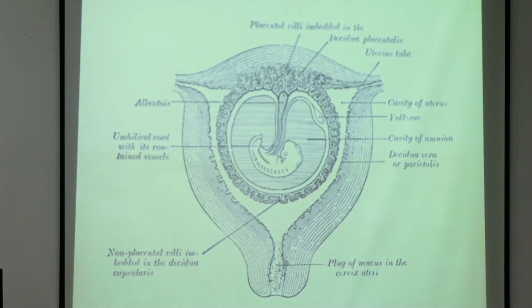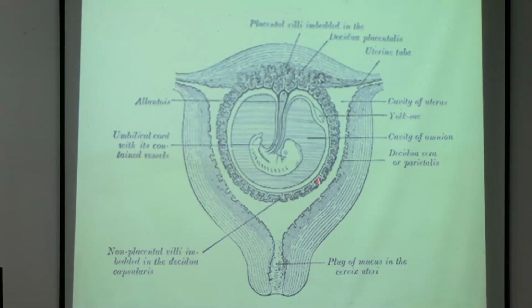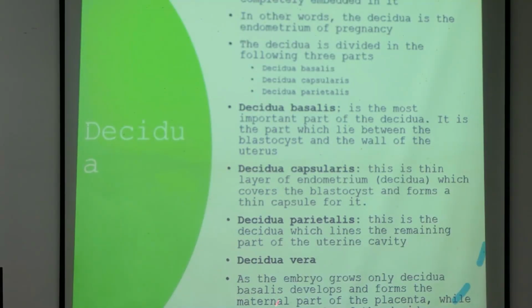So for 14 to 16 weeks of pregnancy, a woman can menstruate monthly because of this area. After around 14 to 16 weeks, the embryo completely fills the uterine cavity, and both of them merge to form the decidua vera. Okay, this is the decidua vera.